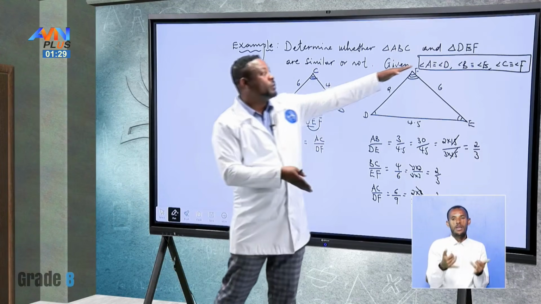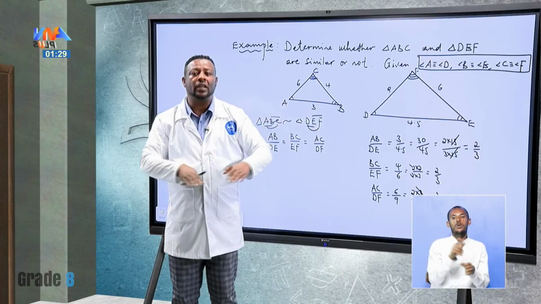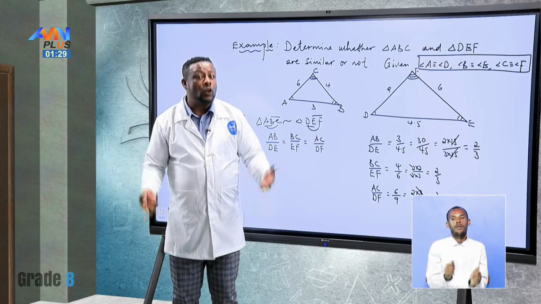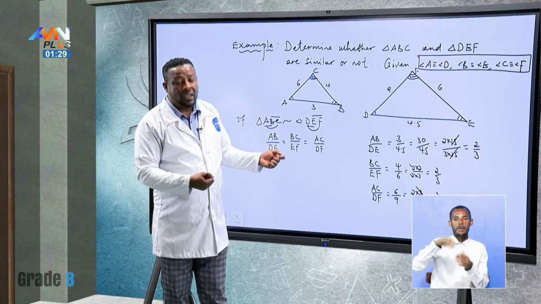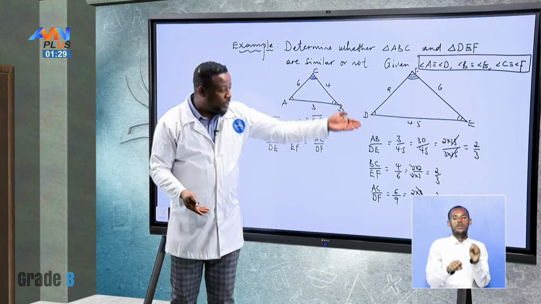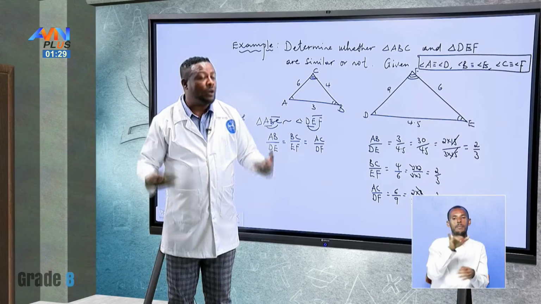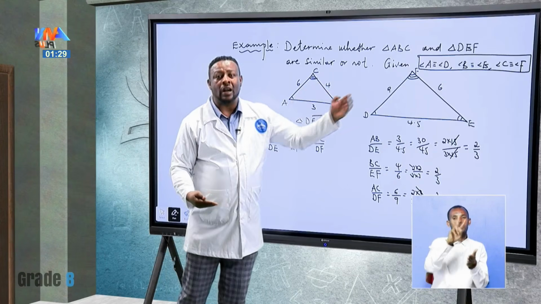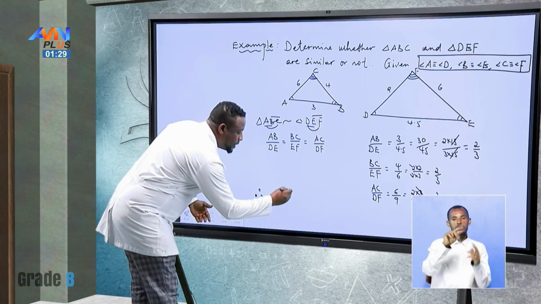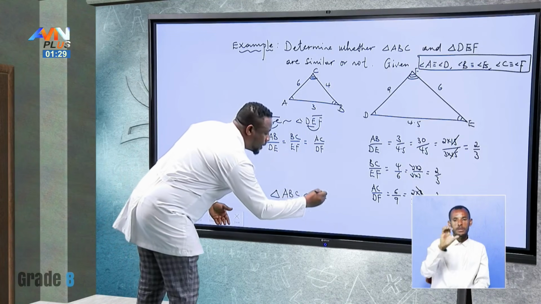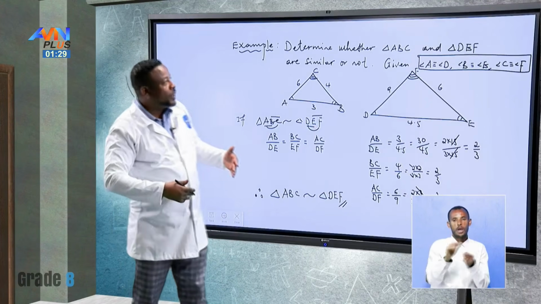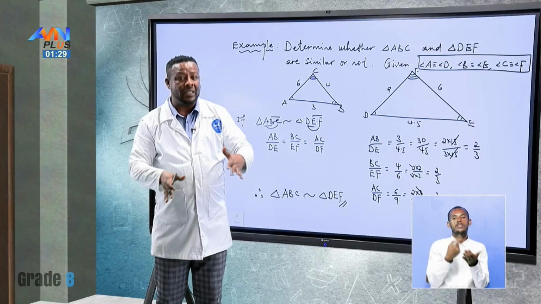Already from the given information, you don't need to check the first condition because it's already given that all pairs of corresponding angles are the same. So the only thing that remains here is we need to check the ratio of the corresponding sides. So all these ratios are the same. Therefore, we can say that these two triangles are similar, okay? Therefore, triangle ABC is similar to triangle DEF, okay? So this way we can check whether two triangles are similar or not.